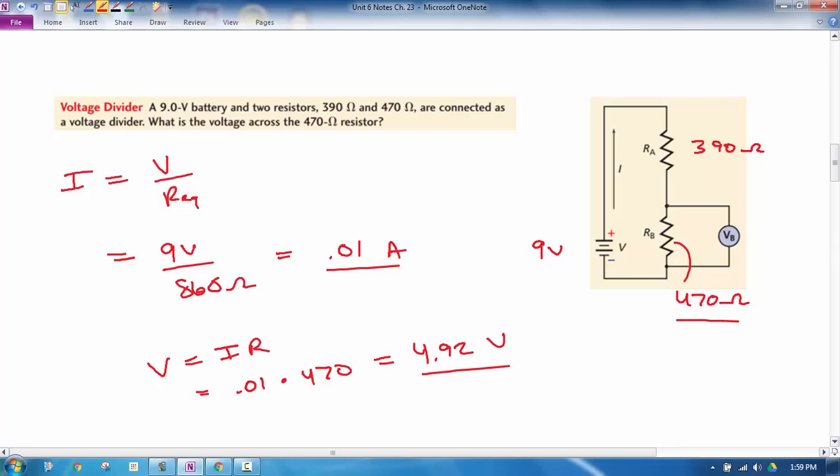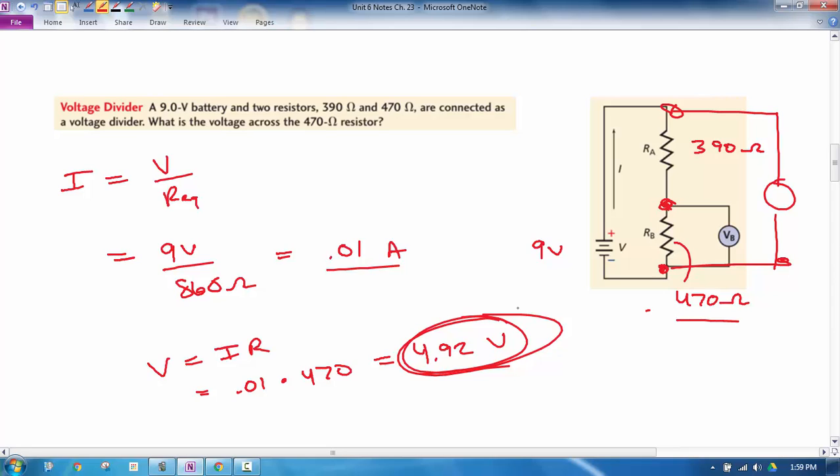So if we took our voltage probe in the lab and hooked it up here over this resistor with this exact same setup, we'd read about 4.92 volts, or our multimeter and hooked it up here. If we hooked it up across the whole thing, obviously we'd experience 9 volts. Our reading would be 9 volts. But just across one resistor, we're going to get just 4.92.